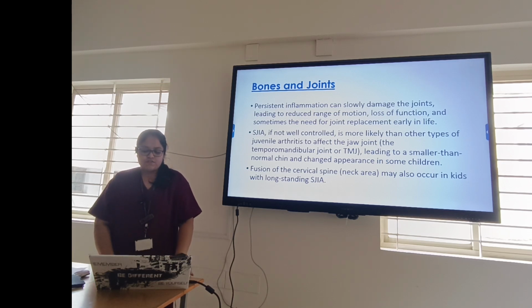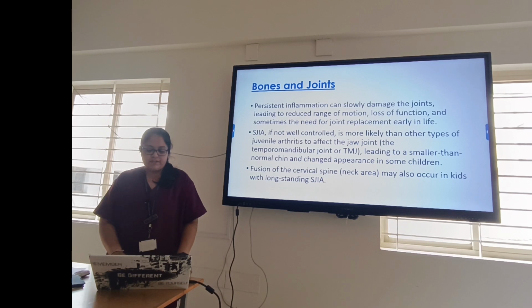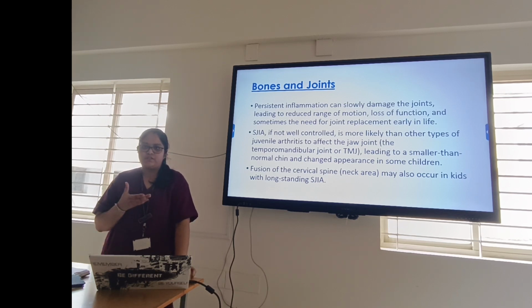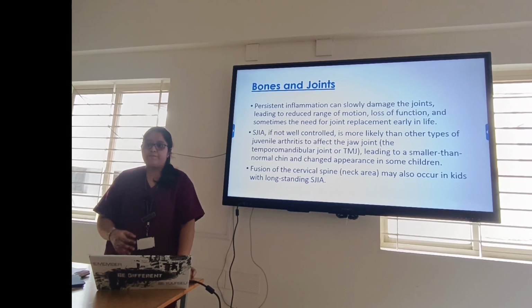If it is not well controlled, it may lead to severe problems. The other type of juvenile arthritis may affect the jaw joints, sometimes even the spine and hip joints, so it might become quite severe, and the patient might also be immobile at a very young age.